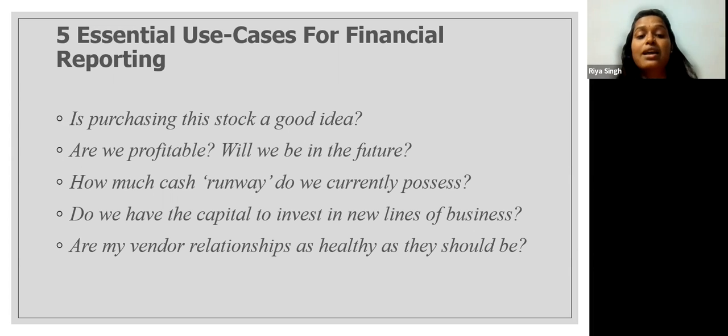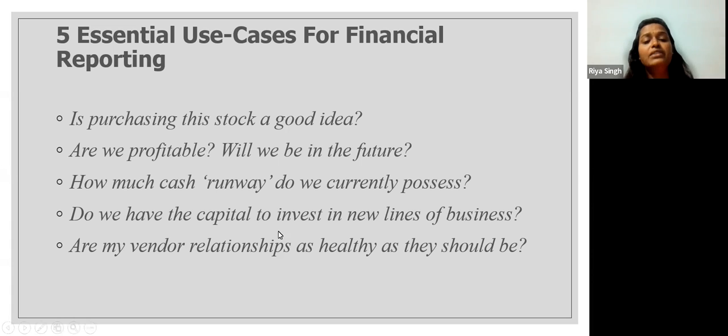Next is, how much cash runway do we currently possess? As I told you, in this financial reporting the cash flow statement is also a component. So by checking that cash flow statement only, we will be able to know whether we are going with the correct cash flows or not, or whether in the future we need some cash, or we have extra cash to use. The cash flow statement is basically for the inflow of cash and outflow of cash.